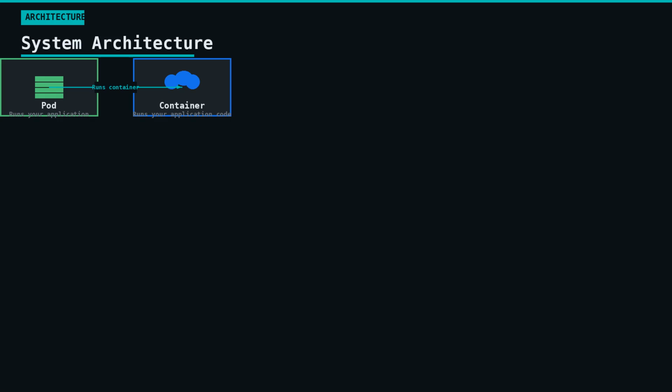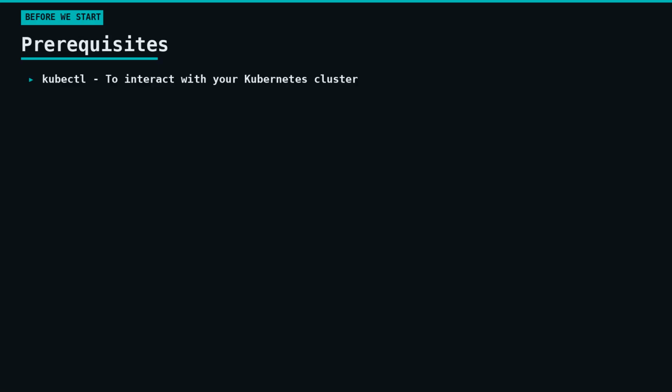To follow along with this tutorial, you'll need to have a Kubernetes cluster set up and have the kubectl command line tool installed. You'll also need to have a basic understanding of Kubernetes concepts such as pods and containers. Don't worry if you're new to Kubernetes, we'll explain everything in detail. If you don't have a Kubernetes cluster set up, you can use a tool like Minikube to create a local cluster.